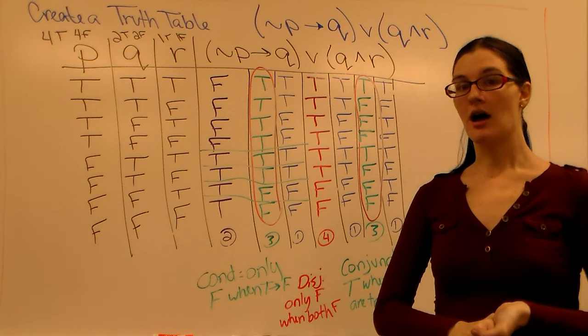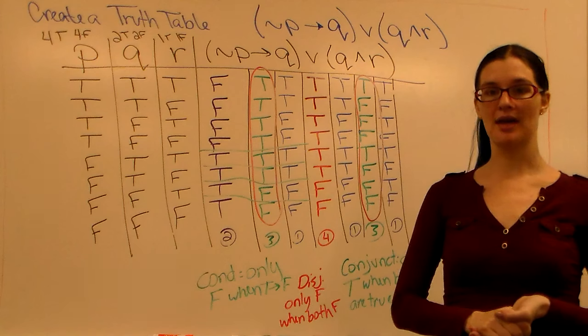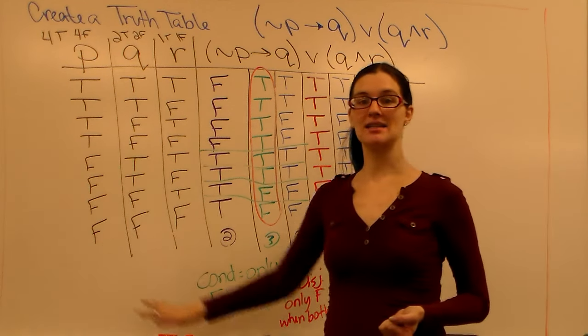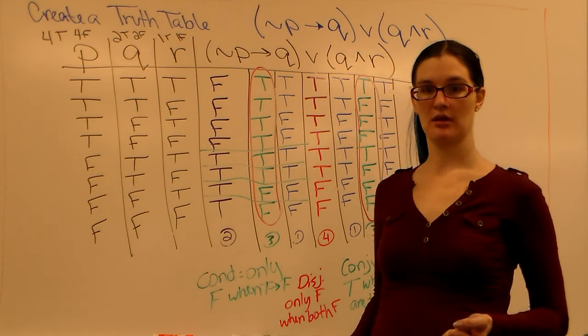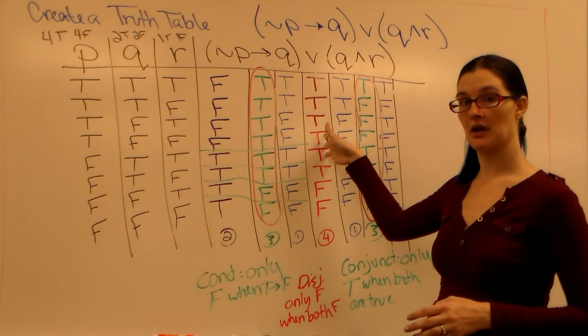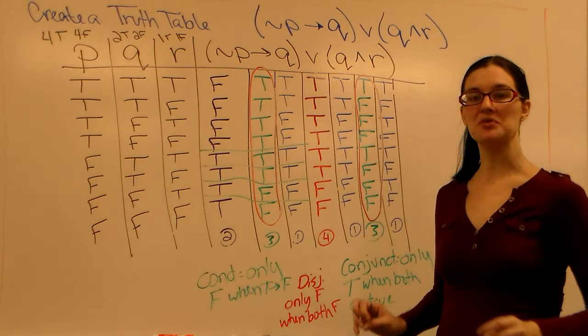However, on the test, you will have to do it. Your test is not through my math lab. Your test is through Blackboard. You will have to create an entire truth table. So your answer is not only this column on the test. Your answer is the entire thing. I want to see it all.